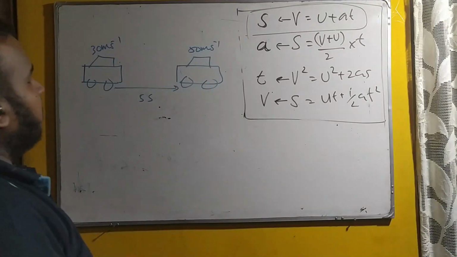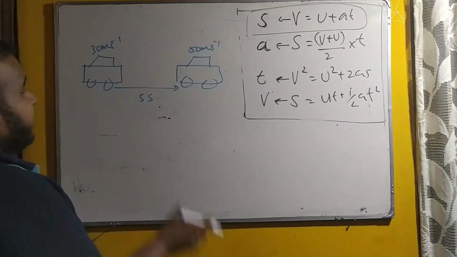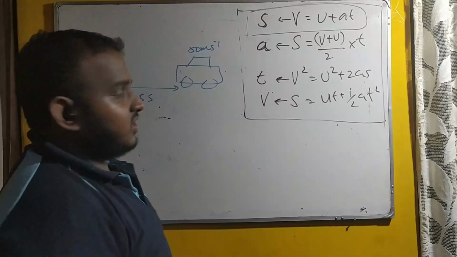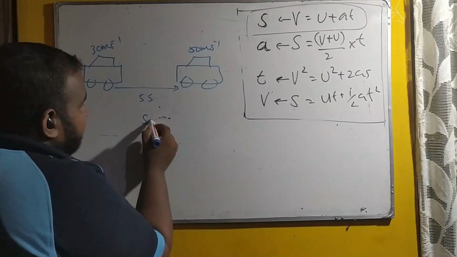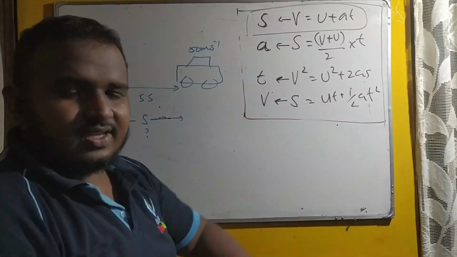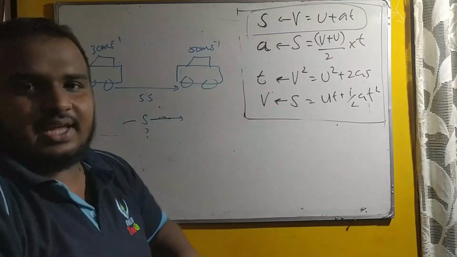Find the displacement occurred during this acceleration time. So it's accelerated for 5 seconds from 30 to 50 meters second minus 1. The question they have asked is, what is the displacement? Whenever you accelerate, there will be a displacement, and they ask you to find how much it happened. The same type of questions are there in your book.